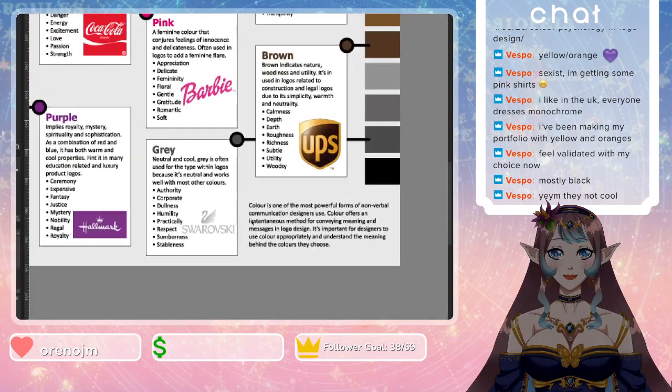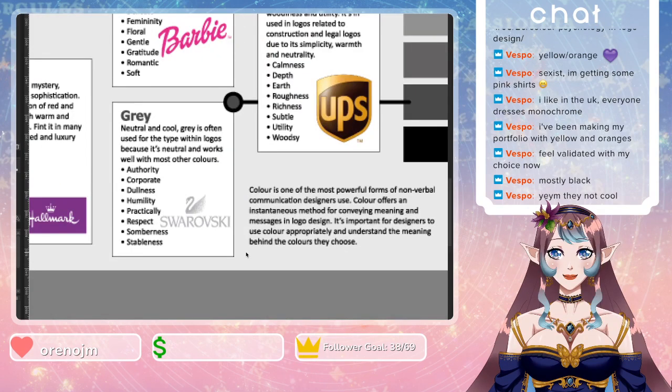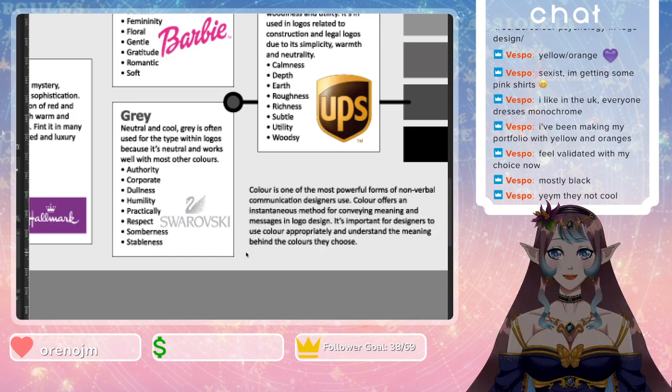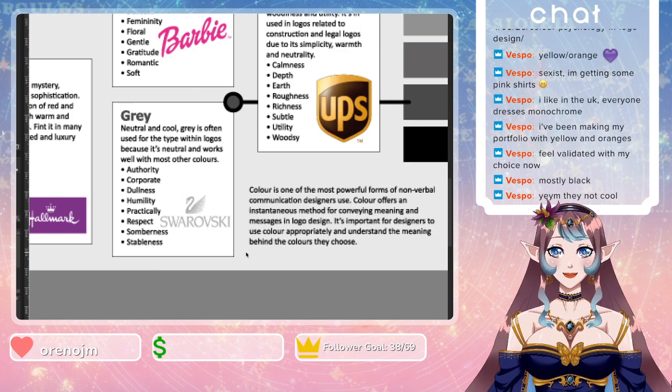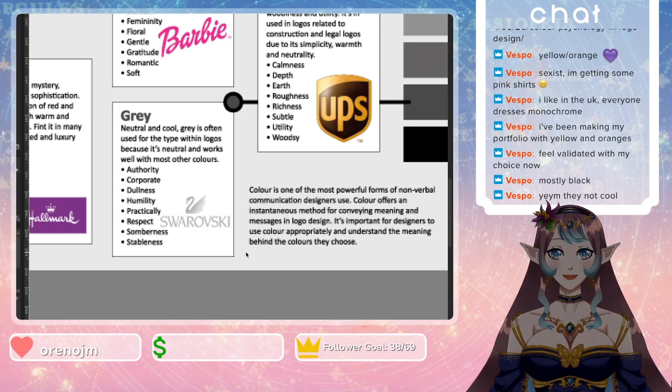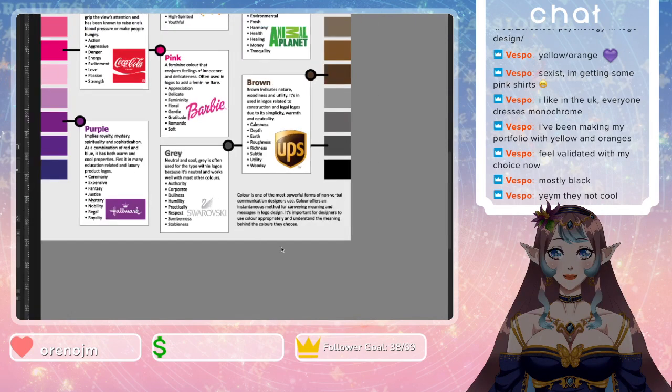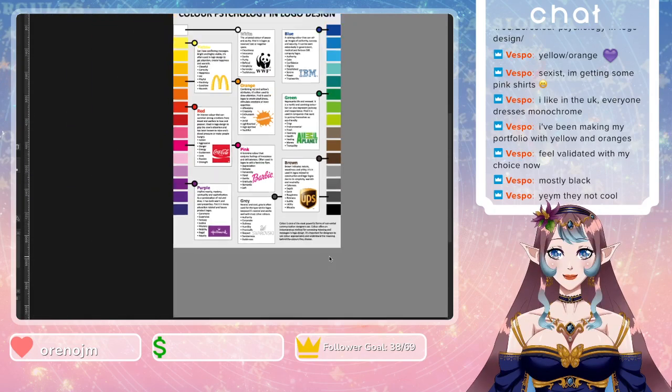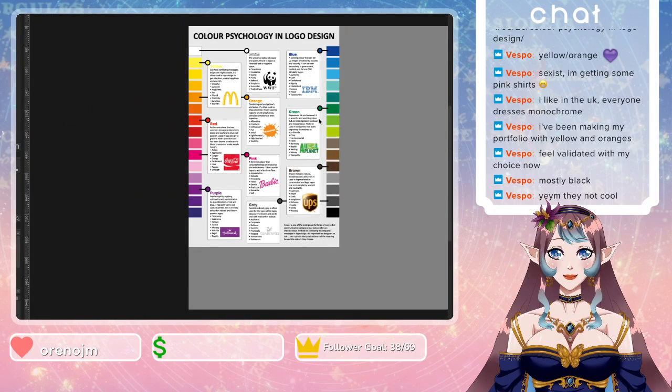Gray. Gray is neutral and cool. Gray is often used for the type within logos because it's neutral and works well with other colors. So it's Swarovski. Stable. It's practical. I mean, I don't see what's practical with Swarovski crystals, but if you want to communicate in a language that's non-verbal and non-written, color's a good way to go.